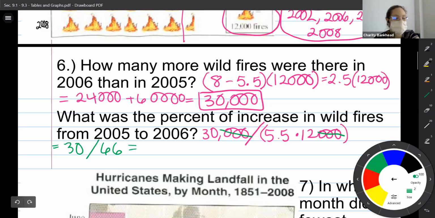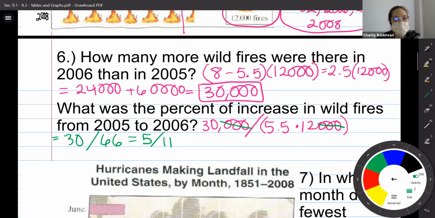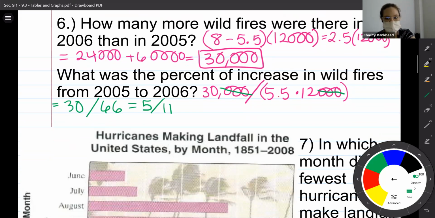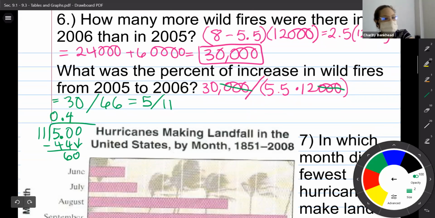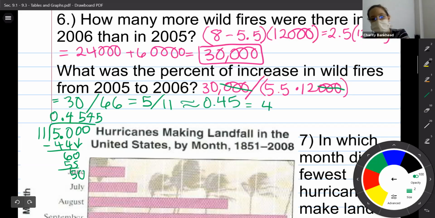So I could reduce that. They're both divisible by 6. 6 goes into 30 5 times. 6 goes into 66 11 times. So 5 over 11. But I'm looking for a percent, so I basically need to divide 11 into 5. Oh wait, that's backwards. I need to do 11 into 5, sorry. Okay, so 11 would go into 54 times, that'd be 44, 56, 25, and this is going to repeat. So let's say if we just round it to the nearest hundredth, it would be approximately 0.45, which is 45%.